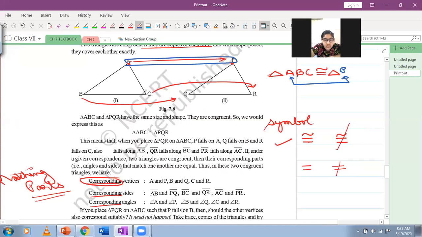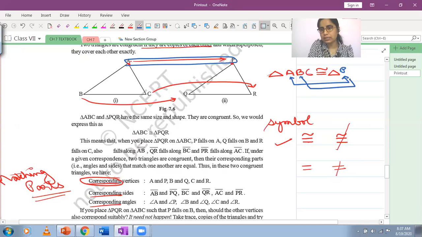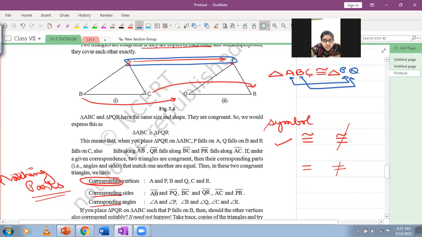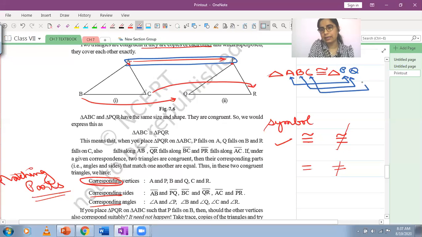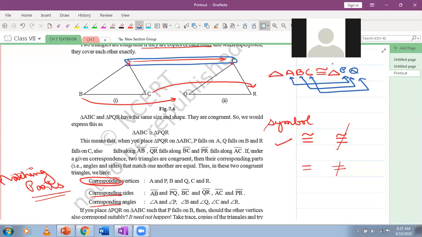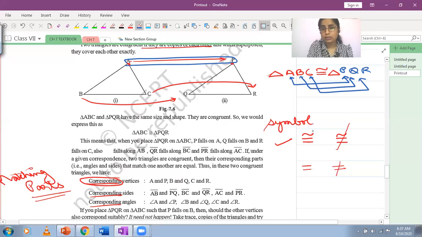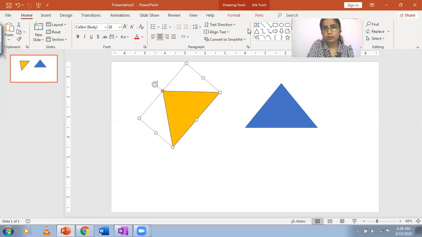फिर A के बाद कौन सा letter आ रहा है? B. B के साथ किसकी matching की है हमने? Q. फिर Q आएगा. Then finally C से match होने वाला letter आएगा, R. This is very important.